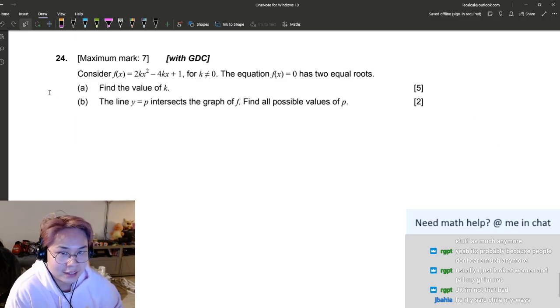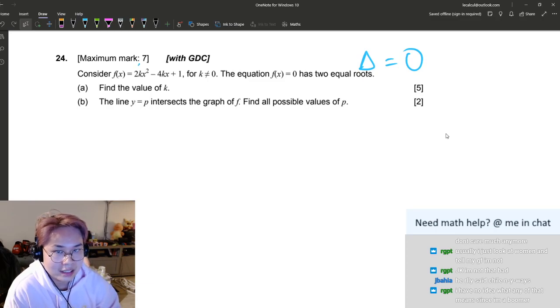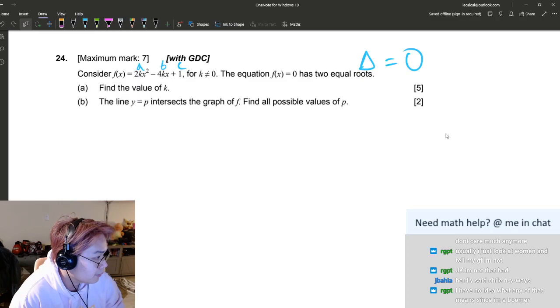Anyways, consider this function. This equation, when it's equal to 0, has two equal roots. So once again, our discriminant is equal to 0. And then we need to find out what k is, and k is related to a, b, and c.